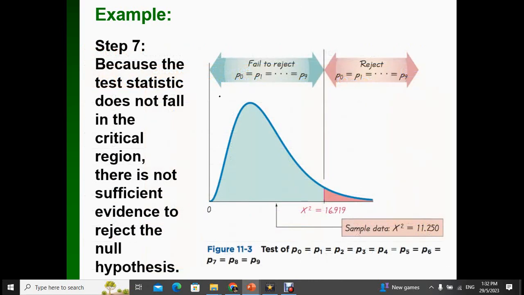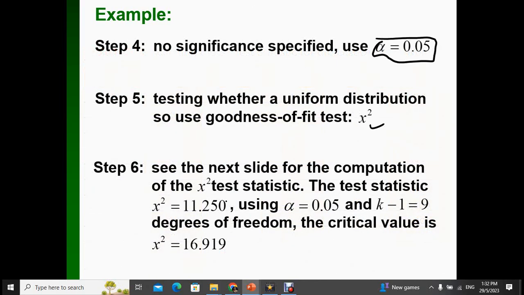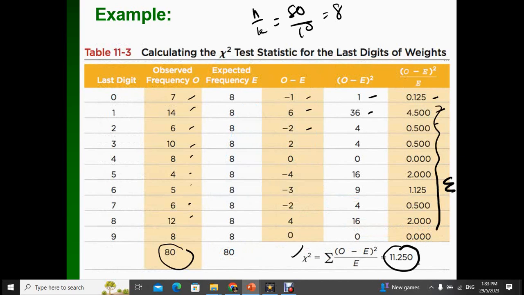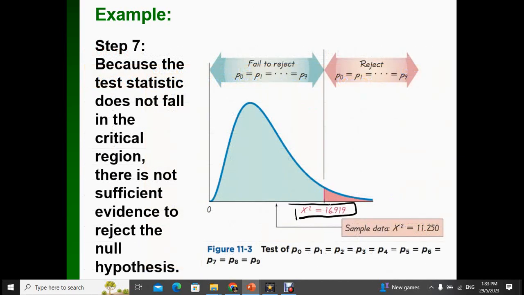Okay, so as mentioned previously, your chi-square critical value is 16.91. So when you put it on this bell curve, you know that 16.91 will be in this range. But your data chi-square is 11.25. So you see 11.25 is inside this green color. Okay, it fails to reject. Because the test statistic doesn't fall in the critical region, there is no sufficient evidence to reject the null hypothesis. So we accept because it's under this category.